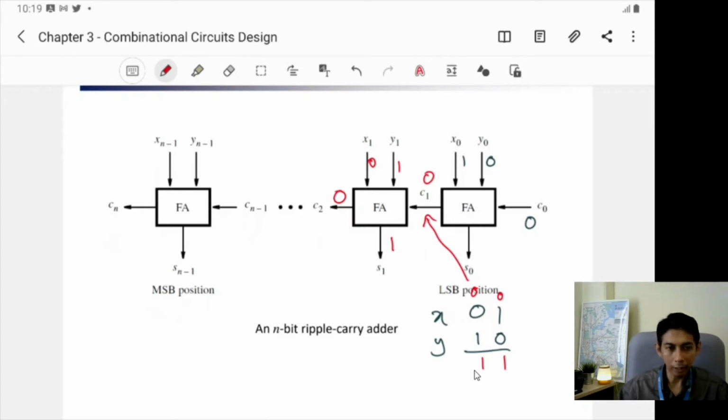So you will have the output. This is how we add numbers in hardware.